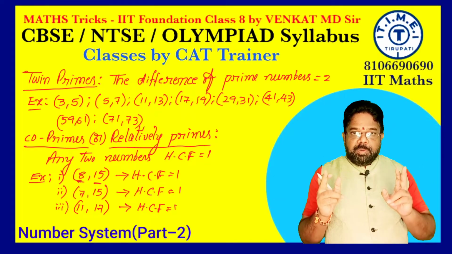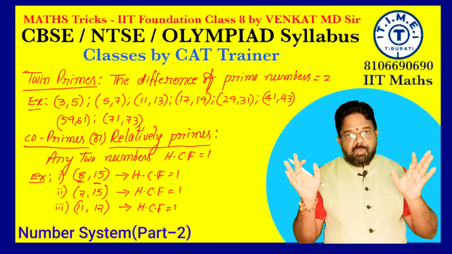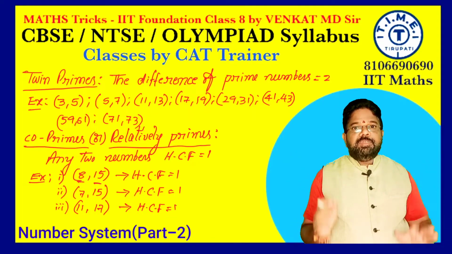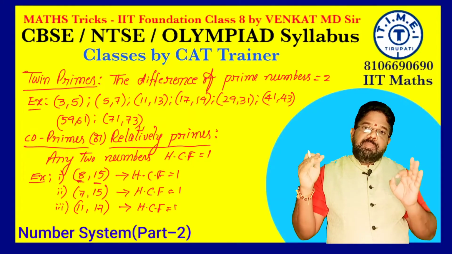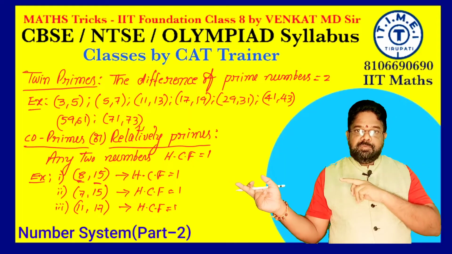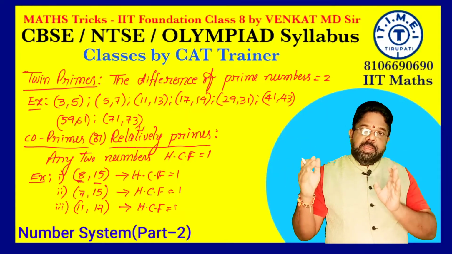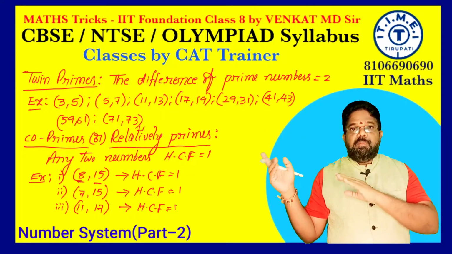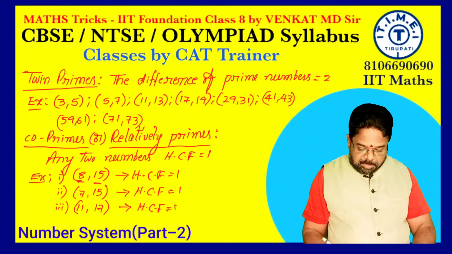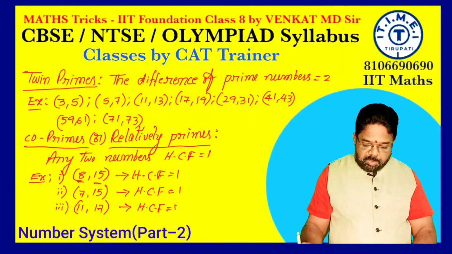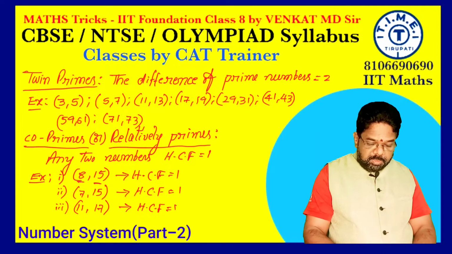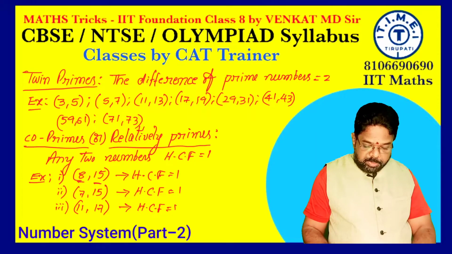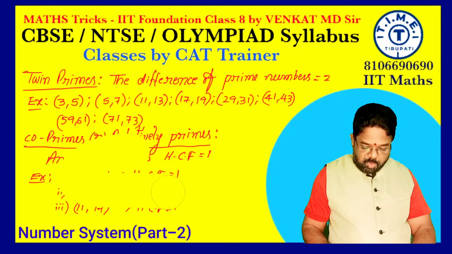If you take any two prime numbers, always HCF is how much? 1. Always HCF is 1 if you take any two prime numbers. So we say all prime numbers are co-primes. Very important point: all prime numbers are co-primes, but all co-primes are not primes. That is a very important note. All of you note this down. All prime numbers are co-primes.